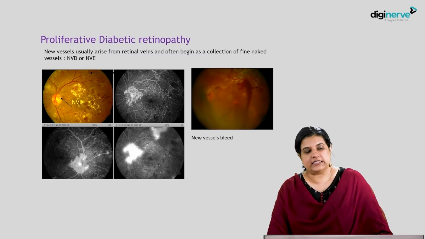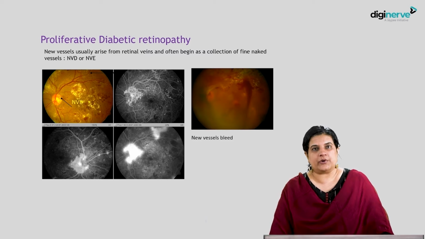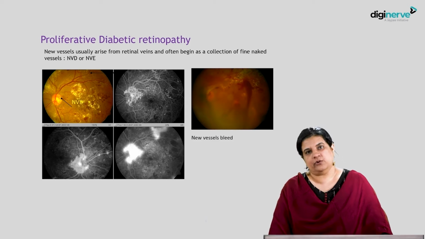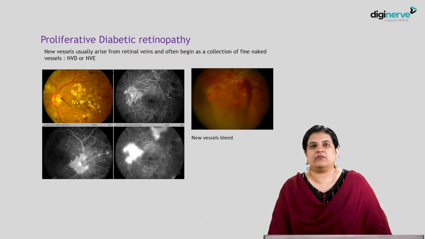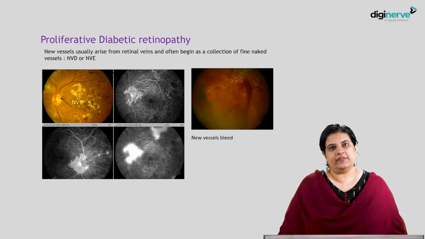Then we have another entity, which is proliferative diabetic retinopathy, in which there is abnormal vascularization, which is called neovascularization. These new blood vessels usually arise from retinal veins and often begin as a collection of fine naked blood vessels, either on the disc, when it is called neovascularization of the disc or NVD, or they can happen elsewhere in the retina, wherein they are called NVE, or neovascularization elsewhere. These neovessels tend to bleed. On fundus fluorescein angiography, they tend to leak.